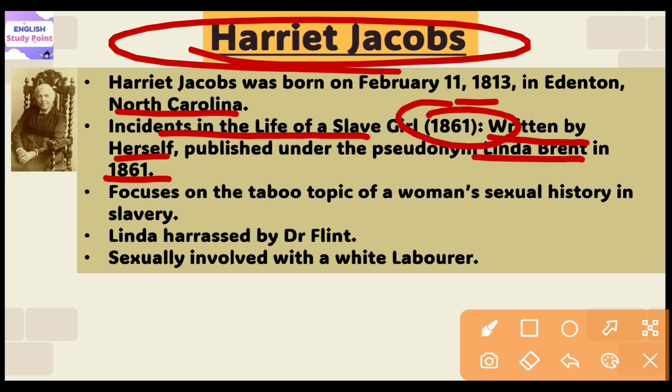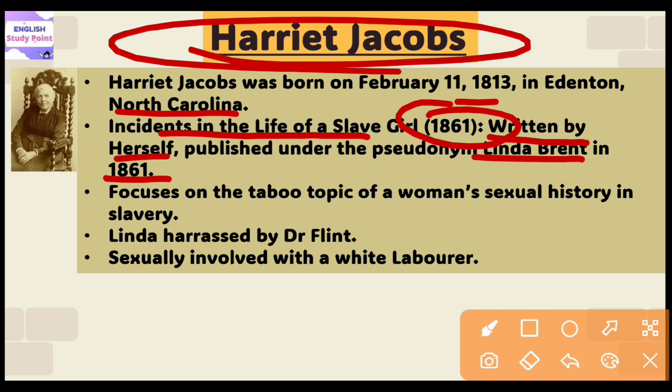This was one of the first accounts to openly discuss the sexual abuse and exploitation experienced by enslaved women. In this work, she tries to describe the complex challenges and moral dilemmas faced by enslaved women seeking to protect themselves and their families. The book also sheds light on the broader issues of the institution of slavery, the dehumanizing effects it had on individuals, and the impact on family dynamics.